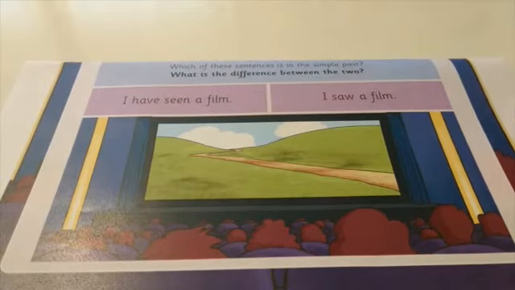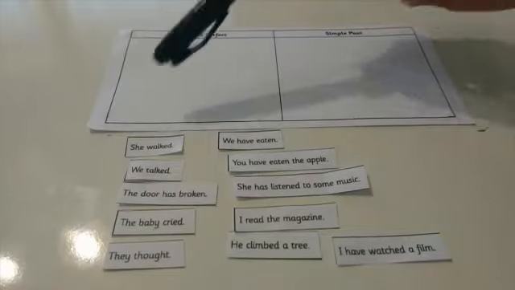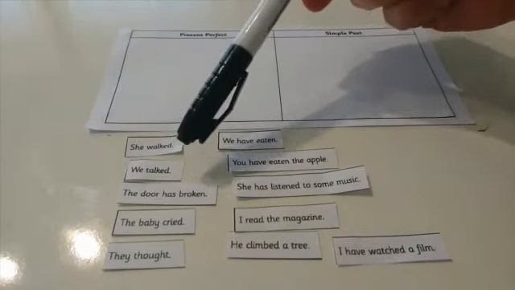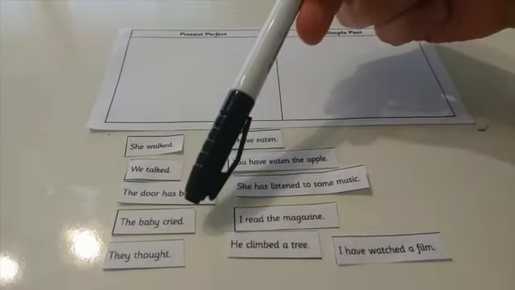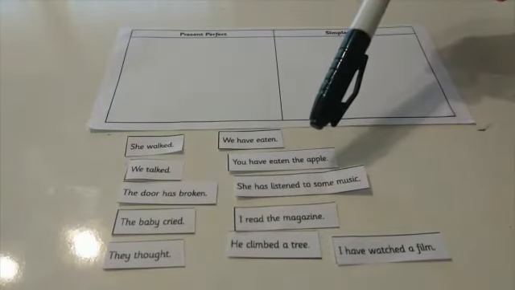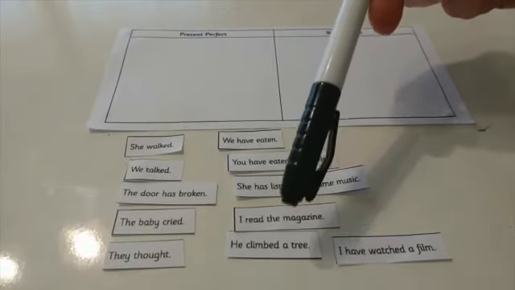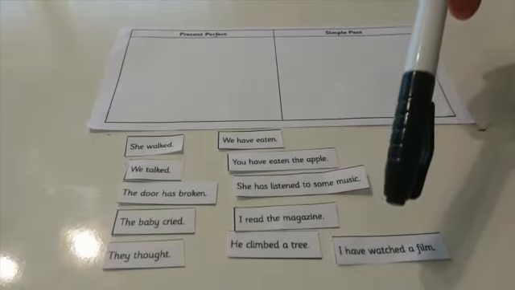We're going to do a little sorting activity now, and what I want you to do is to look at the sentences and see if you can sort them between the simple past and the present perfect. Okay then guys, here's a few sentences for you. I'll read through each one. She walked, we talked, the door has broken, the baby cried, they thought, we have eaten, you have eaten the apple, she has listened to some music, I read the magazine, he climbed the tree, I have watched a film.